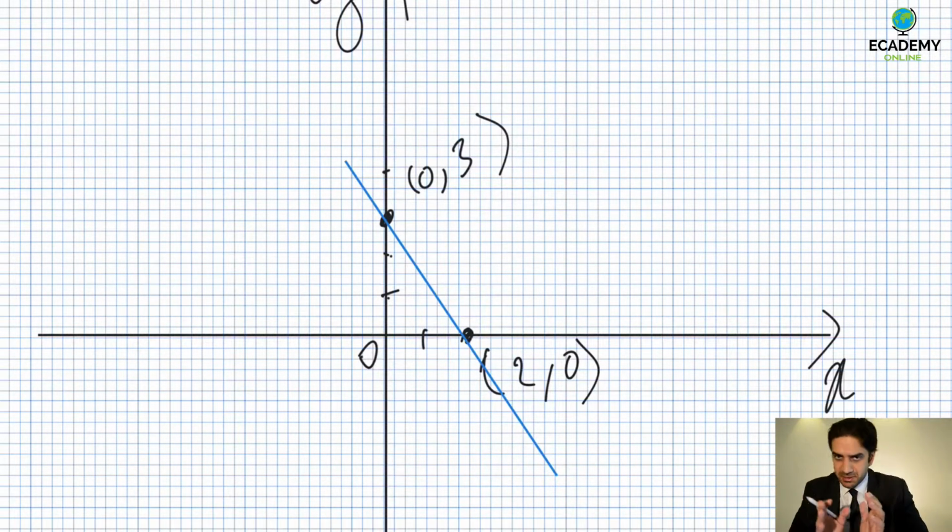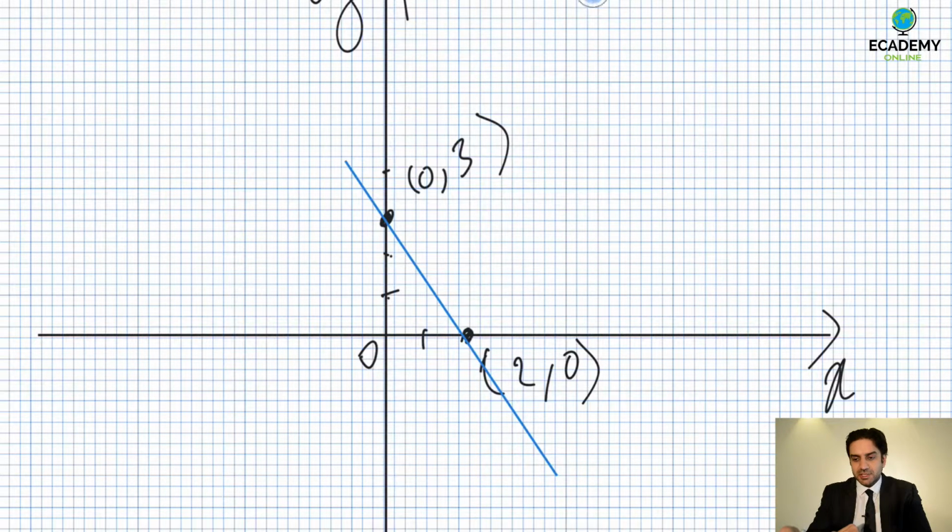Now, what I need to do is figure out which side to shade. I will have to choose an arbitrary point. An arbitrary point is a point that is not on the line. In our case right here, we can always choose 0, 0 because the line does not pass through 0, 0. If it did pass through 0, 0, we could not choose it. We'd have to choose another point. I will choose 0, 0 because it is the easiest point that I can choose.